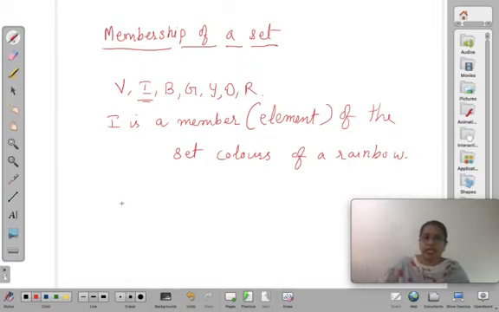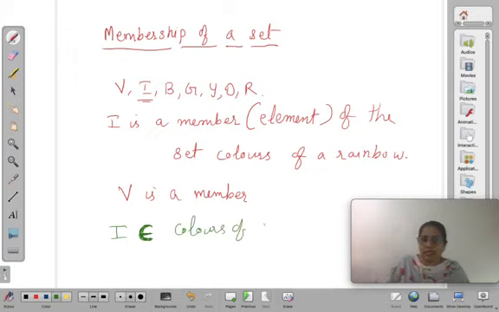Okay, in the same way, V is a member, R is a member or element, and it is denoted as I is a member. This symbol is denoted as member of or element of. I is a member of colors of a rainbow. So I is a member.